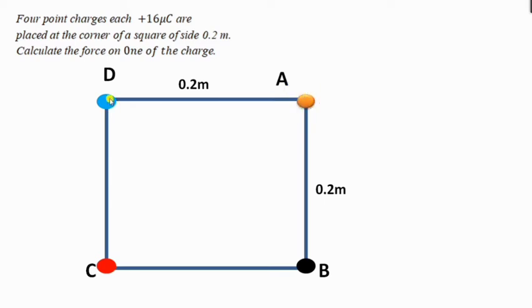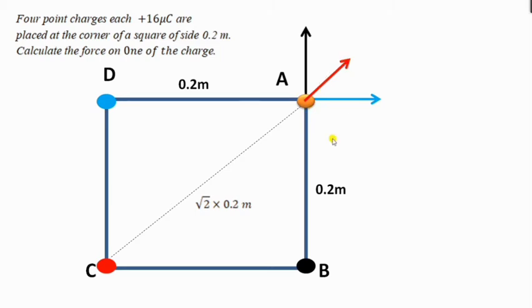So due to this charge at D, the force will be repulsive because all the charges are positive, so the force will be in this direction, and the distance between them is 0.2 meter. So you can easily find this force using Coulomb's law. Now next, this charge will also repel this charge in this direction, and the distance between them can be found using Pythagoras theorem in this triangle. So it will be root 2 into 0.2 meter. So you can easily find this force as well.